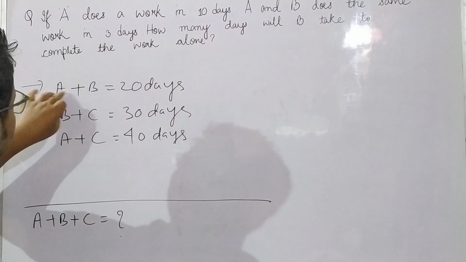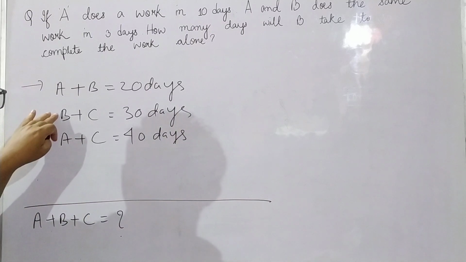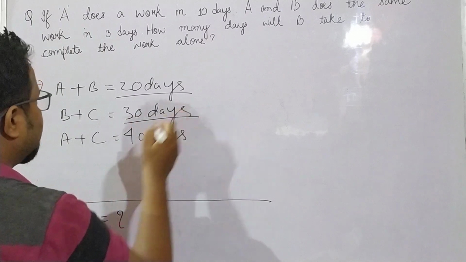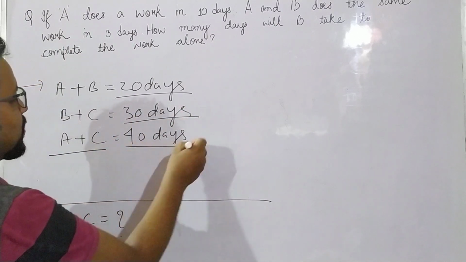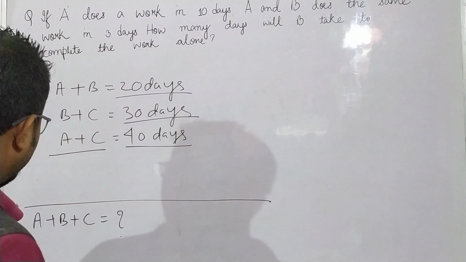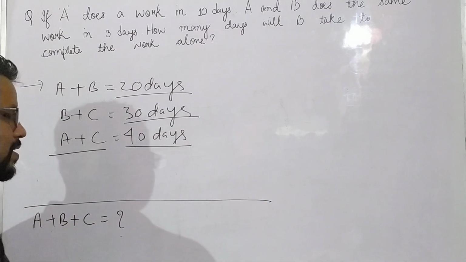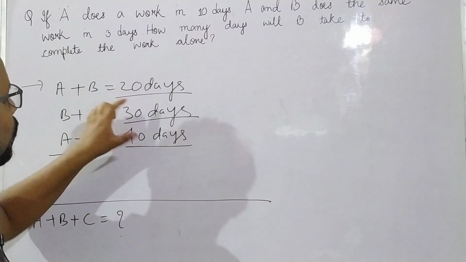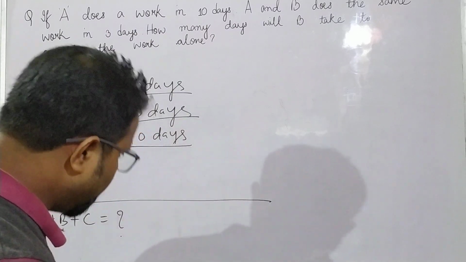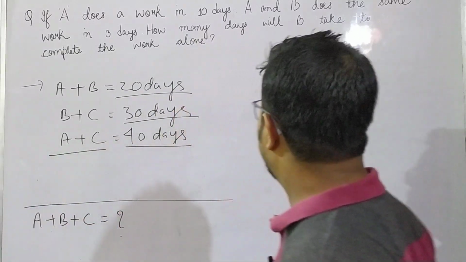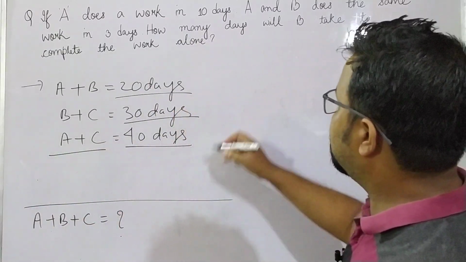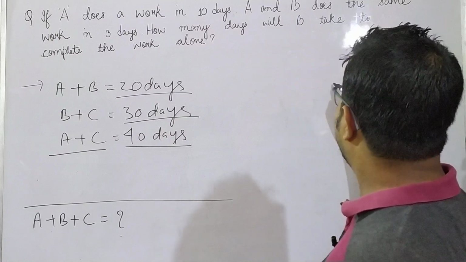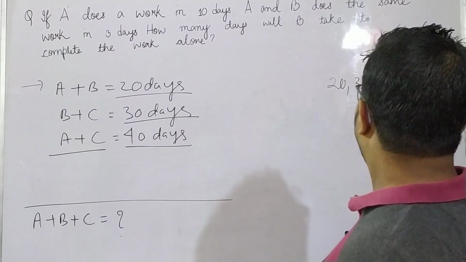Okay, my question is, if A and B can do the work in 20 days, B and C can do the same work in 30 days, and A and C can do the same work in 40 days, then if A, B and C start working together, in how many days will the work be completed? How will we do it? We will use the same method. First, total unit work. Total unit work is the LCM of 20, 30 and 40.